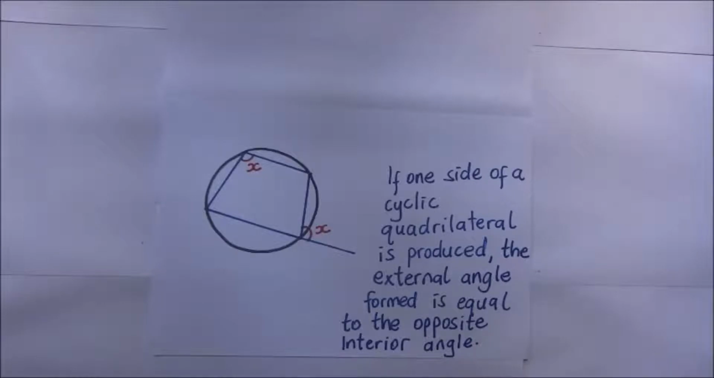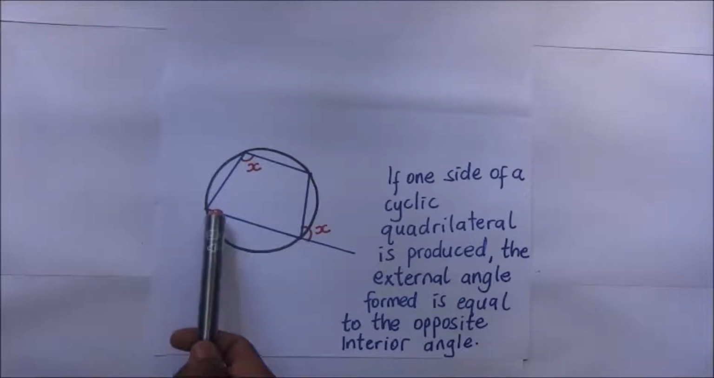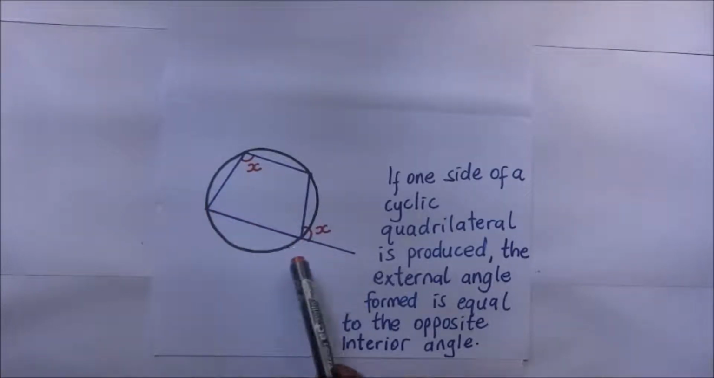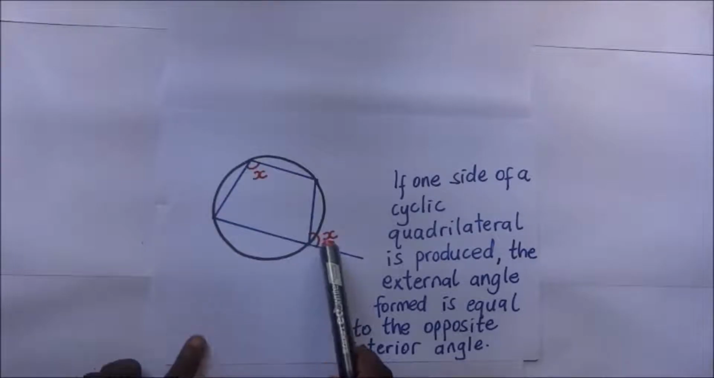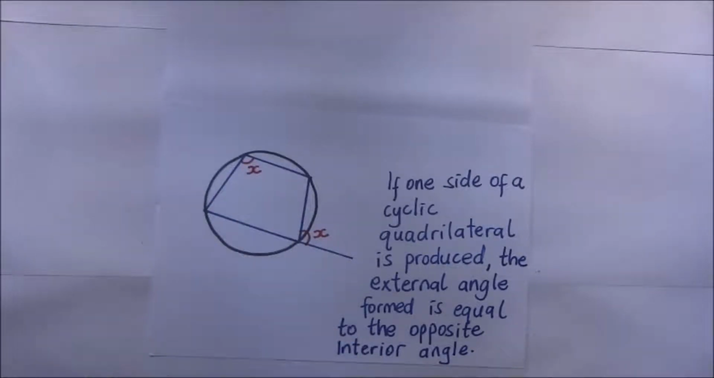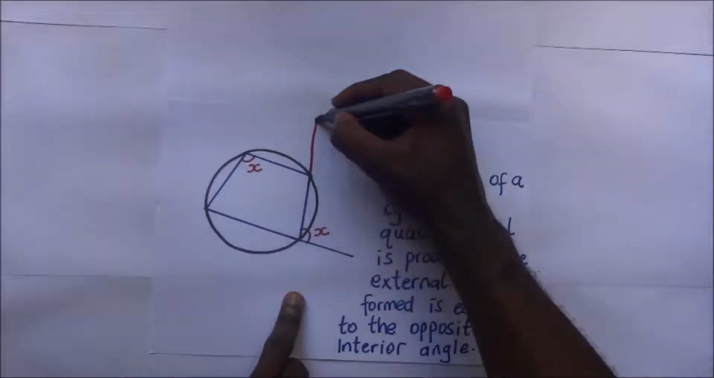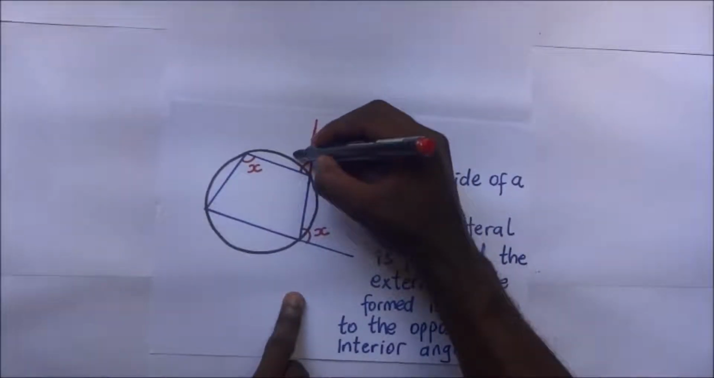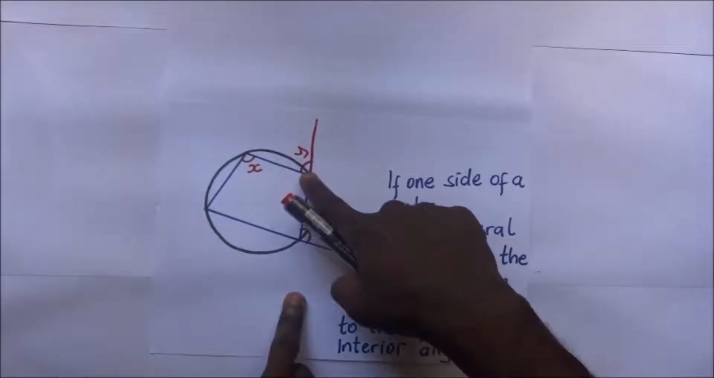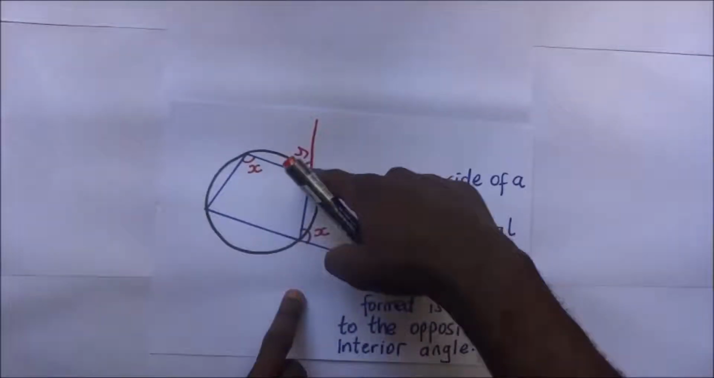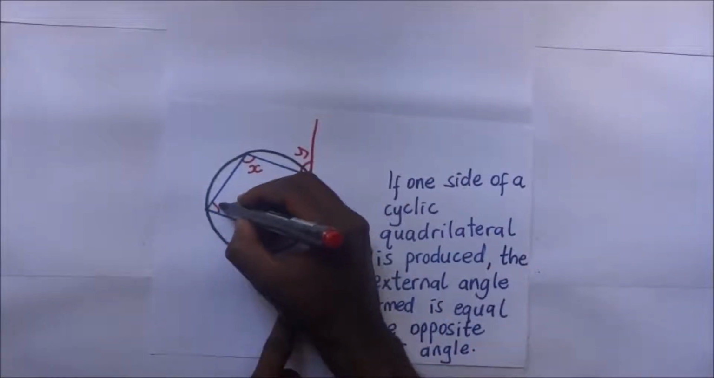If one side of a cyclic quadrilateral is produced, the external angle formed is equal to the opposite interior angle. This is one of the sides that has been produced, so this exterior angle should be equal to the interior angle there. Likewise, if I produce this line, and this is my angle y, it is supposed to be equal to the opposite interior angle, which is that y.